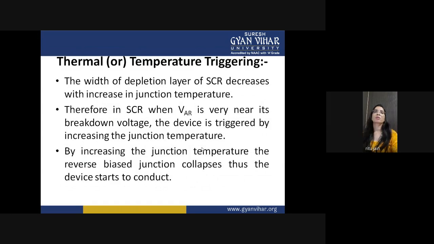So the device starts to conduct. But the main disadvantage of this triggering is that if you increase the temperature beyond a particular level, then the SCR may get damaged or destroyed. So this triggering is hardly used for triggering the SCR.